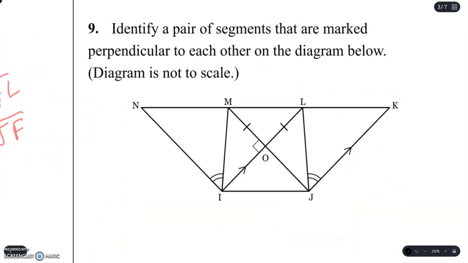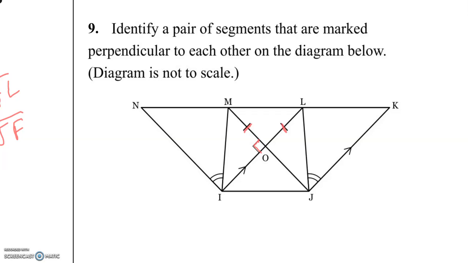Now here it says identify a pair of segments that are marked perpendicular to each other on the diagram. So here's something that may not be in the notes, but there are different markings that let you know about particular figures and angles and line segments and all of that. This one you probably are aware of. This is a right angle, right? That lets you know that the lines that cross that square right there are perpendicular. Then we have these little marks right here. This little mark, this line here and this line here, let you know that those particular line segments are congruent to each other. They have the same measure.